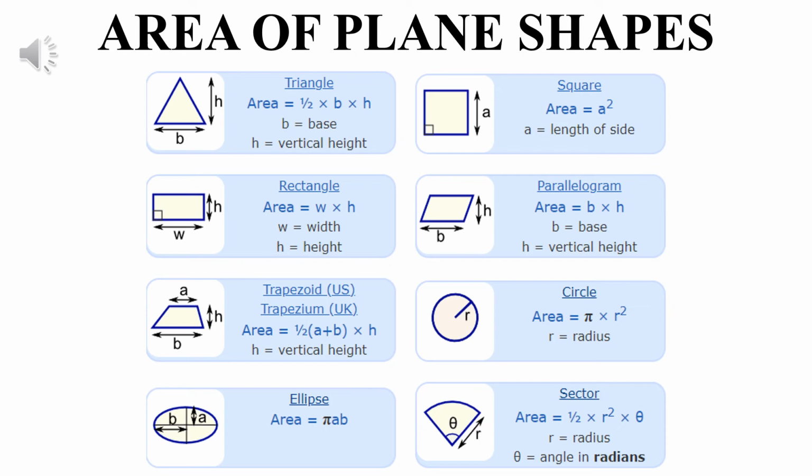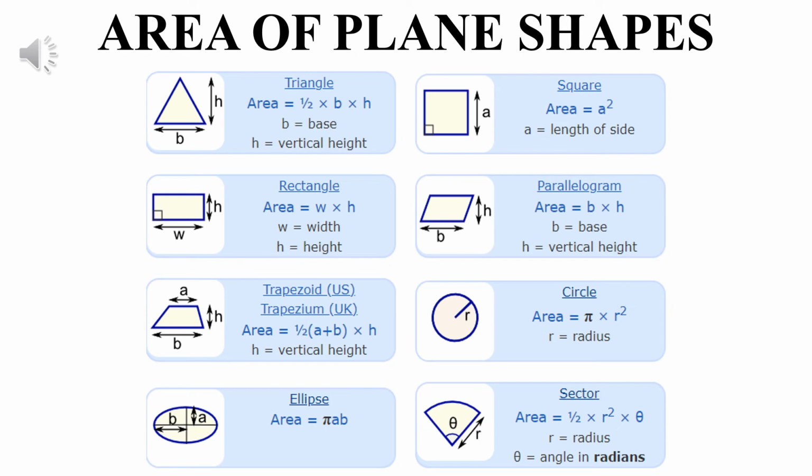Triangle. Area equals 1/2 times b times h, where b is the base and h is the vertical height. Rectangle. Area equals W times h, where W is the width and h is the height. Trapezoid (US), trapezium (UK). Area equals 1/2 times (A plus B) times h, where h is the vertical height.